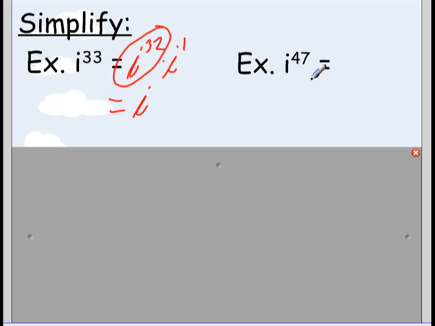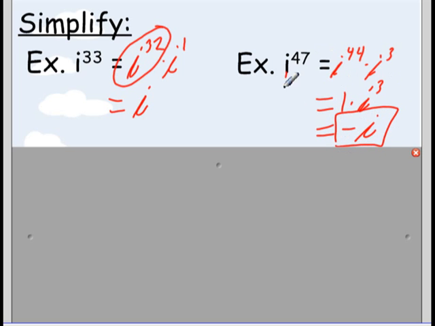i to the 47th, let's do the same strategy. So the closest multiple of 4 less than that is the 44th. So I'm going to rewrite this as i to the 44th times i to the 3rd. i to the 44th, again, that's a multiple of 4, so that's just 1 times i to the 3rd. And i to the 3rd is -i. So i to the 47th is just -i.